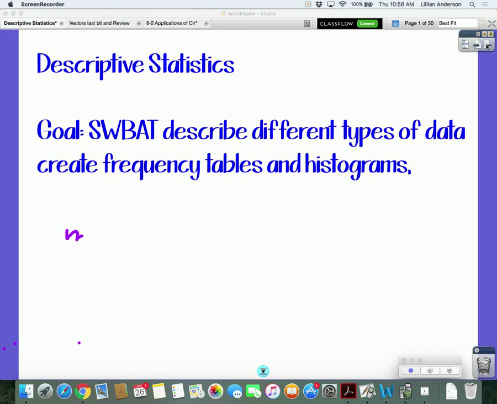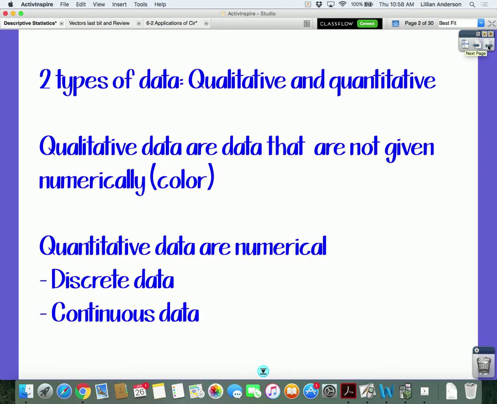To start off, there are two different types of data: qualitative and quantitative. Qualitative data is not numerically given to you. That could be if you're taking a survey and trying to figure out everybody's favorite color, or who prefers Skittles over Starburst. That's qualitative.